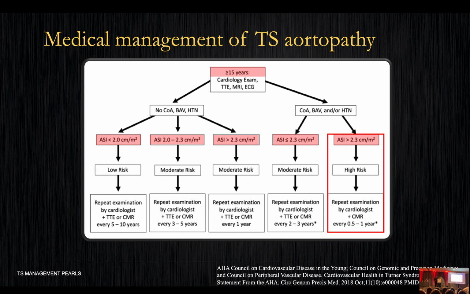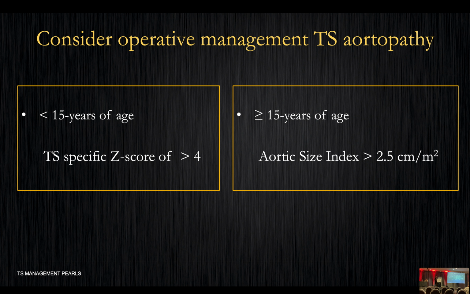Finally, one should consider operative management in Turner's aortopathy in the same different groups. If you're younger than 15 years of age, one should consider surgery if you have a Turner specific Z-score of greater than 4. And if you're older than or equal to 15 years of age, you should use the aortic size index, and the number should be greater than 2.5.